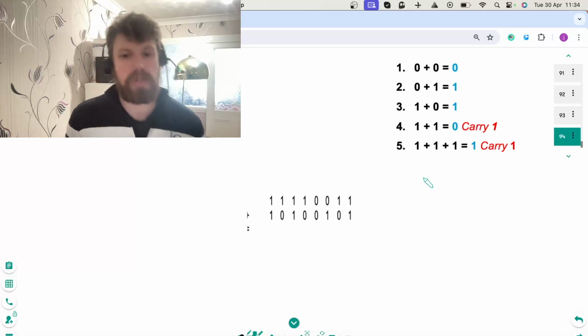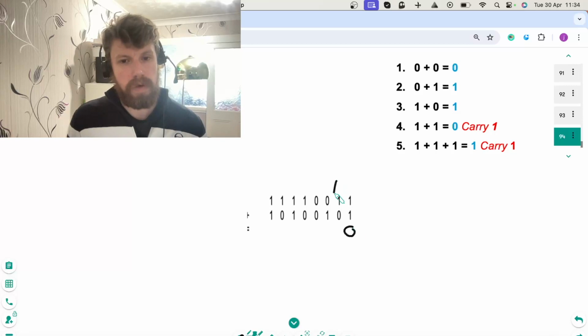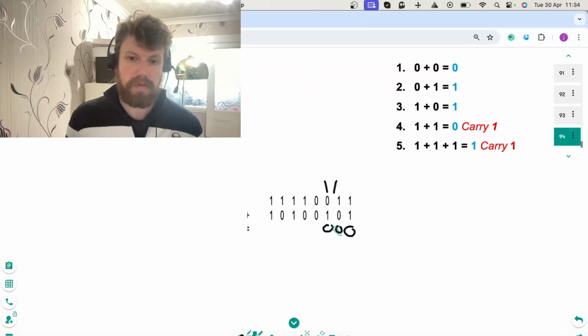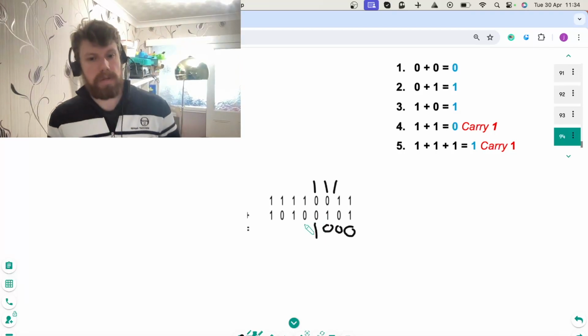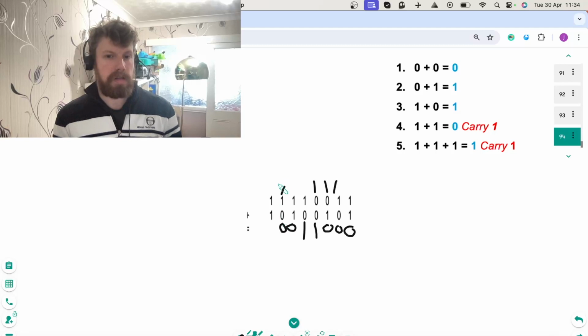Final one, which I just want to go onto here, is 1 plus 1, because sometimes they're not going to give you a grid. So let's have a look at how we do it on this one. So 0, carry the 1. 1 plus 1, 0, carry the 1. 1 plus 0 plus 1, so 2 1s there, so 0, carry the 1. 1 plus 0 plus 0, 1. 1 plus 0, 1. 1 plus 1, 0, carry the 1. 1 plus 1 is 0, carry the 1. 1 plus 1 plus 1 is 1, carry the 1.